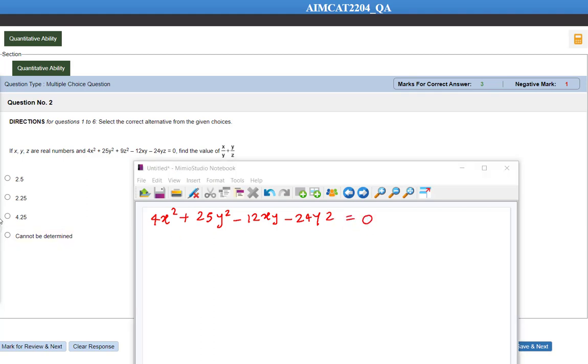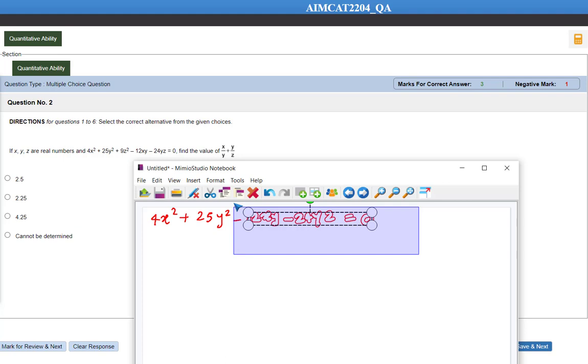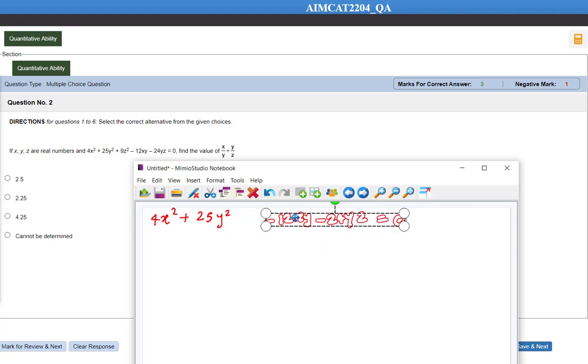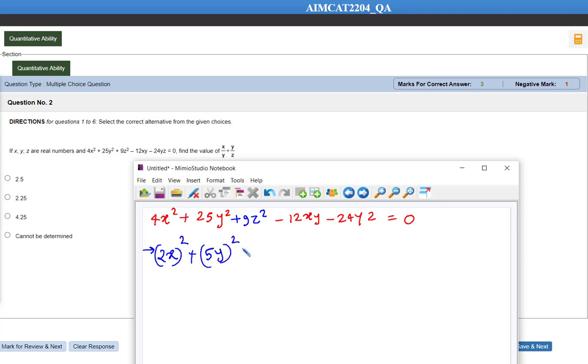One term is remaining here, so let me write that term: plus 9z square. After looking at this, we come to know that this is (2x) square, this is (5y) square, this is (3z) square, and this is minus 2 times 6 into x into y. And this is minus 2 times 12 into y into z.